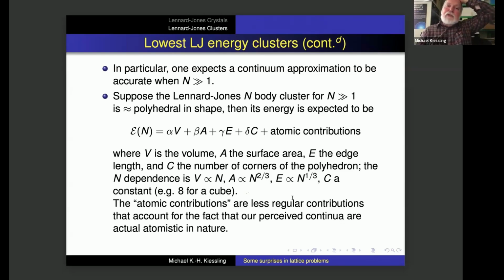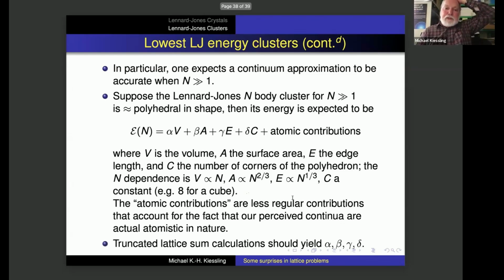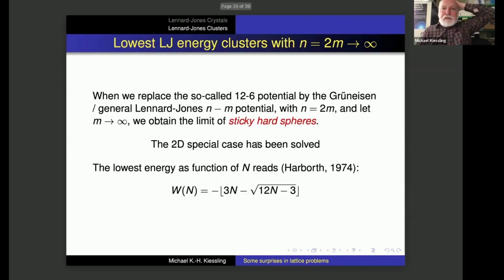We started to look into this for something simpler, namely, for instance, let n be 2m, and we let that go to infinity, you get sticky hard spheres. In 2D, this was actually solved by Harborth in 1974 completely. This is the optimal number of sticky points you can have. So now you can expand that in n and see what happens. But this is 2D, right?